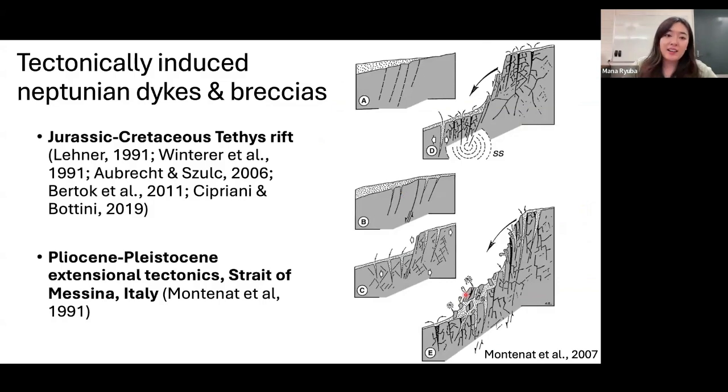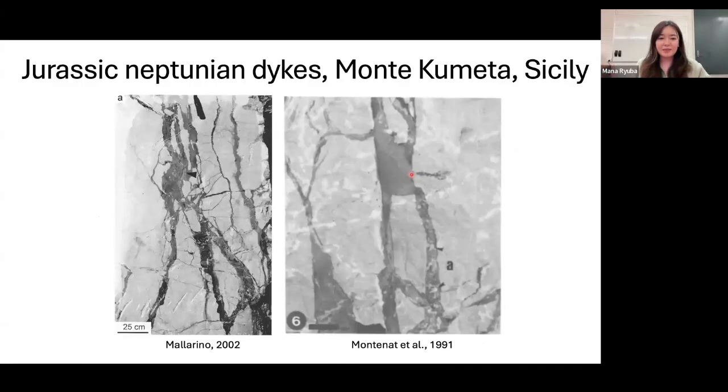Another way that we can get Neptunian dykes is actually through tectonics. There's been quite a lot of work done in the Jurassic Cretaceous Tethys rift, and also much younger rifts off the coast of Italy as well, where authors describe Neptunian dykes being related to extension. And so this is what they look like. You have these fractures that are being infilled with sediment from the overlying unit. So syn-sedimentary fractures.